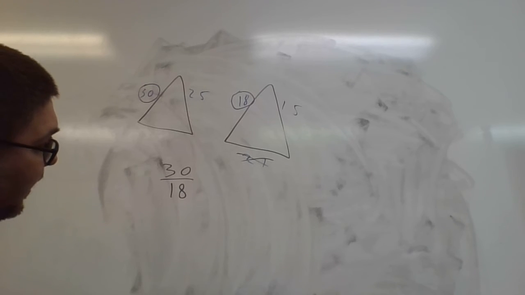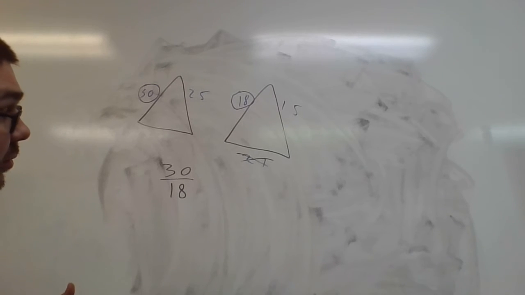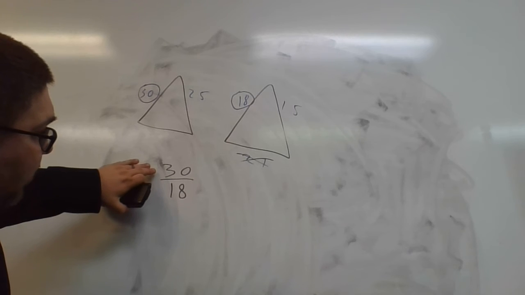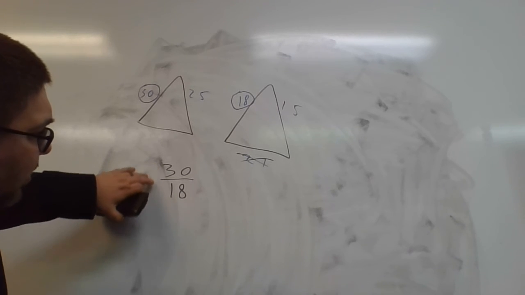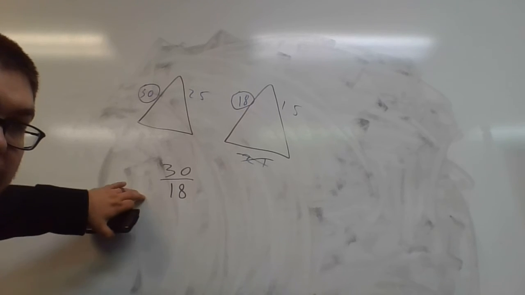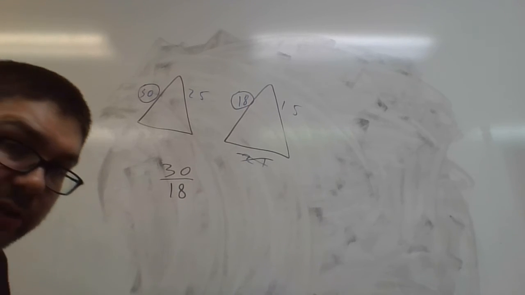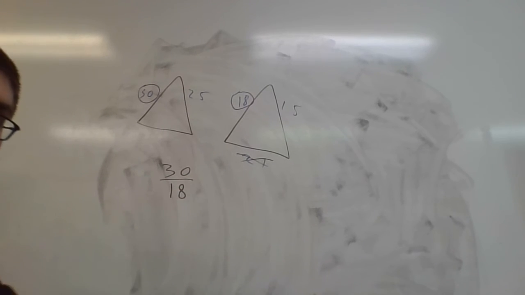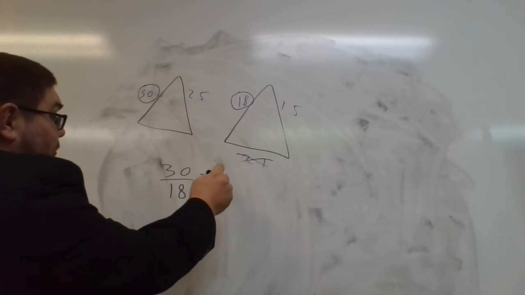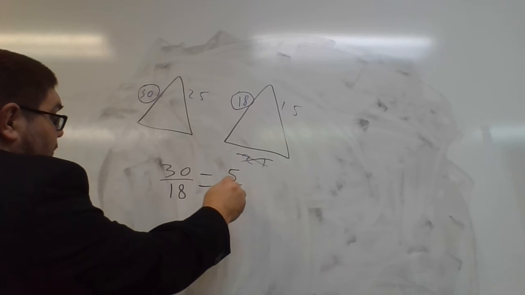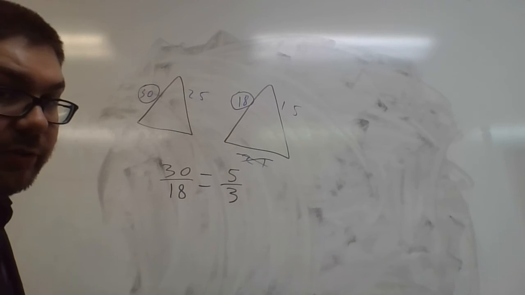So 30 over 18. We can reduce that. Again, either find the largest factor of both 30 and 18 and divide by that, which is 6, or just use a calculator. Either way of doing it will give you this result: 5 over 3.